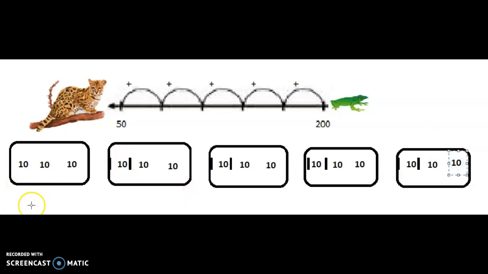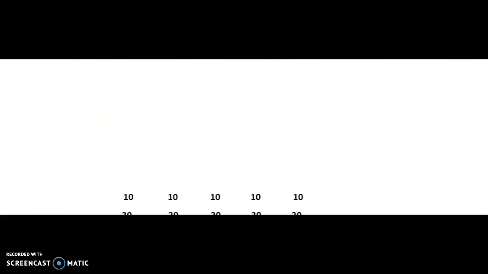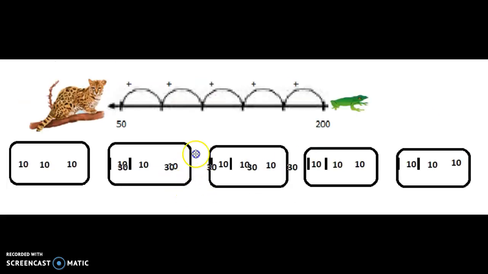Okay, now how much is it? How many are there in each box? Think about it. Very good. The number is 30. Now we're going to find 30 on the number line because we need to complete 5 jumps. But now each jump is 30. 30 is the amount for each jump.